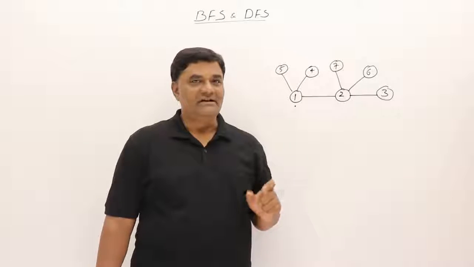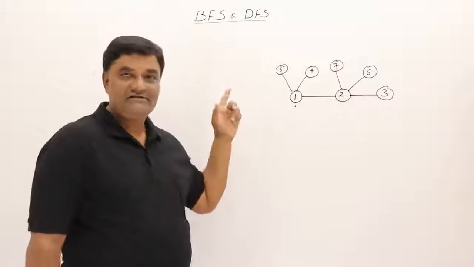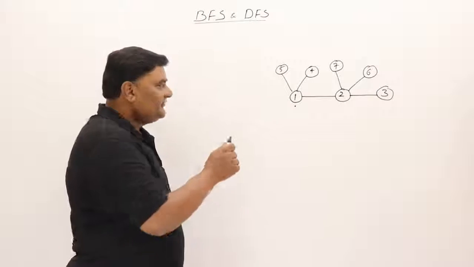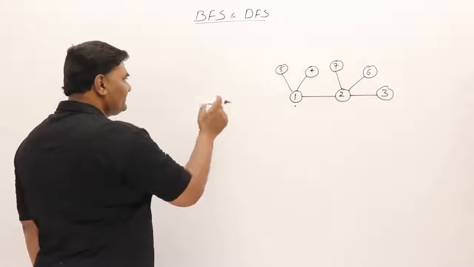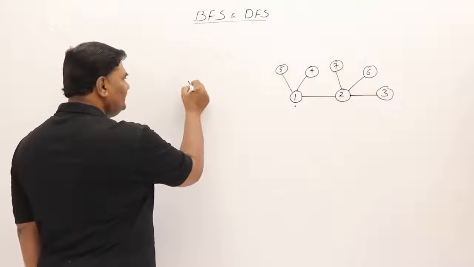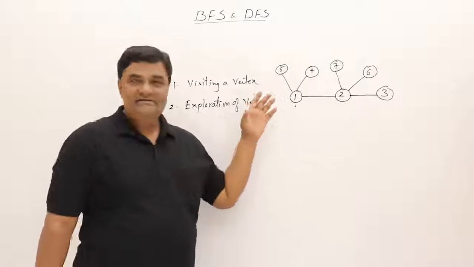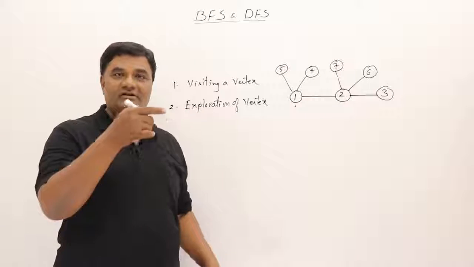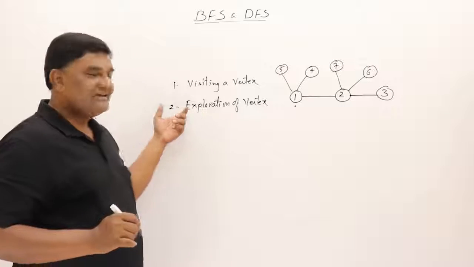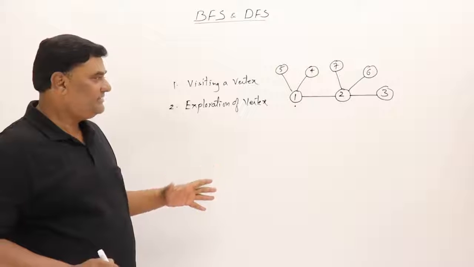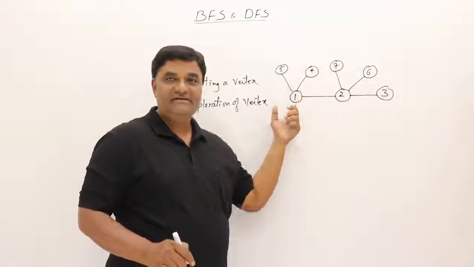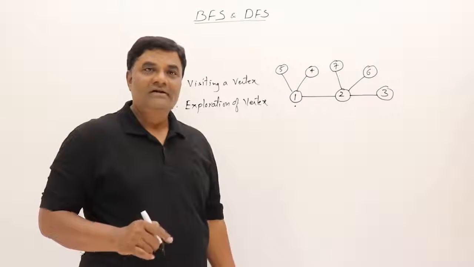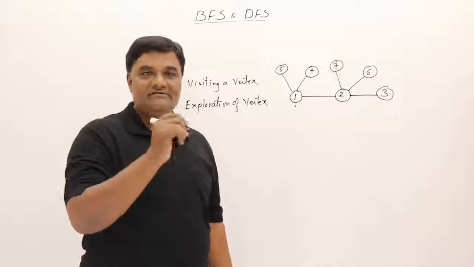Now, for quick understanding, I have taken a simple graph. Actually, it's a tree, but a tree is also a graph. For both of these traversals, we have to know two terms. One is visiting a vertex, which means going to a particular vertex. The second term is exploration of a vertex. Exploration means if I am on some particular vertex, then visiting all its adjacent vertices is called exploration. Based on these two terms, we can understand the traversals.